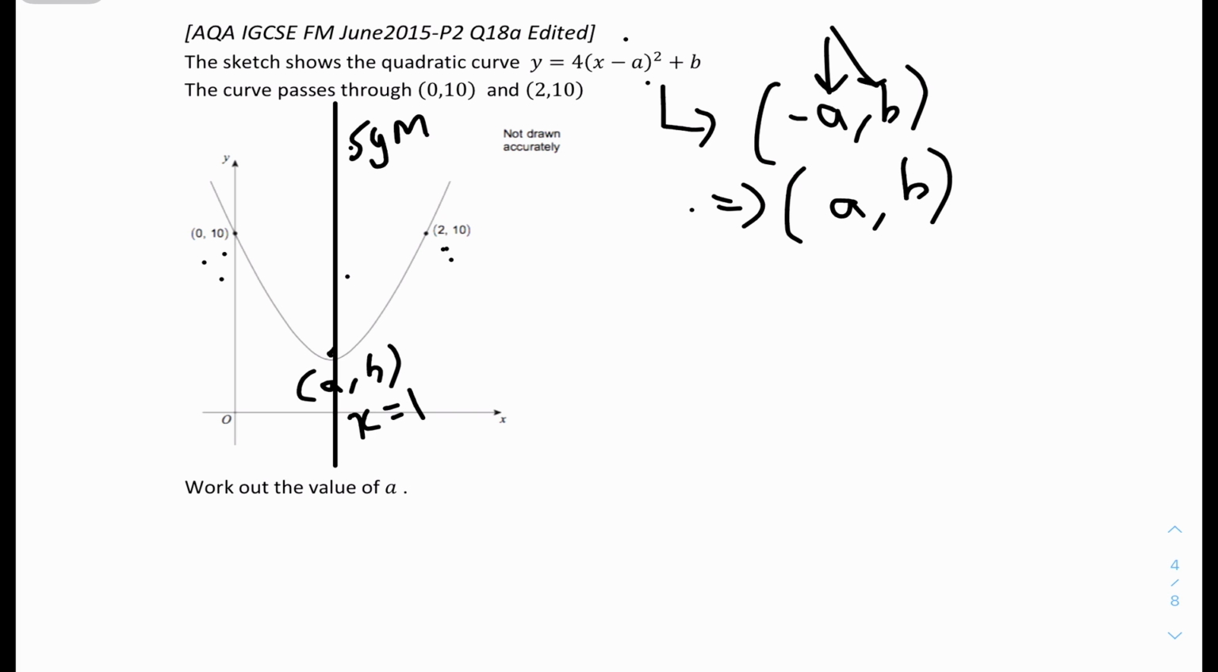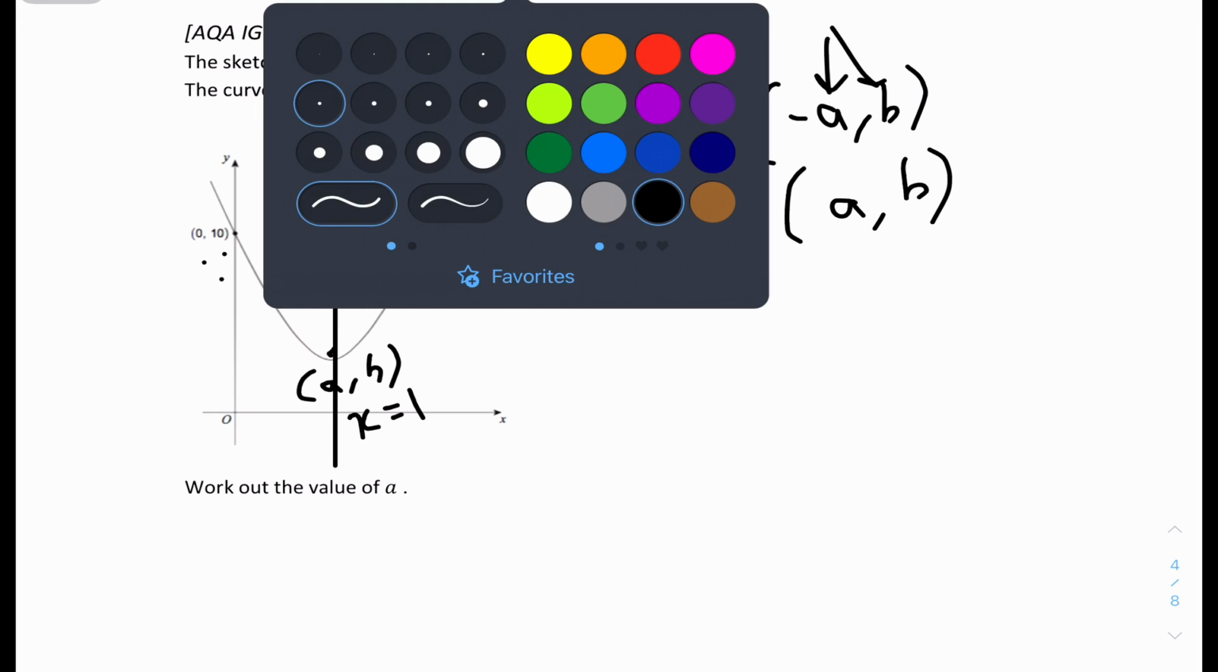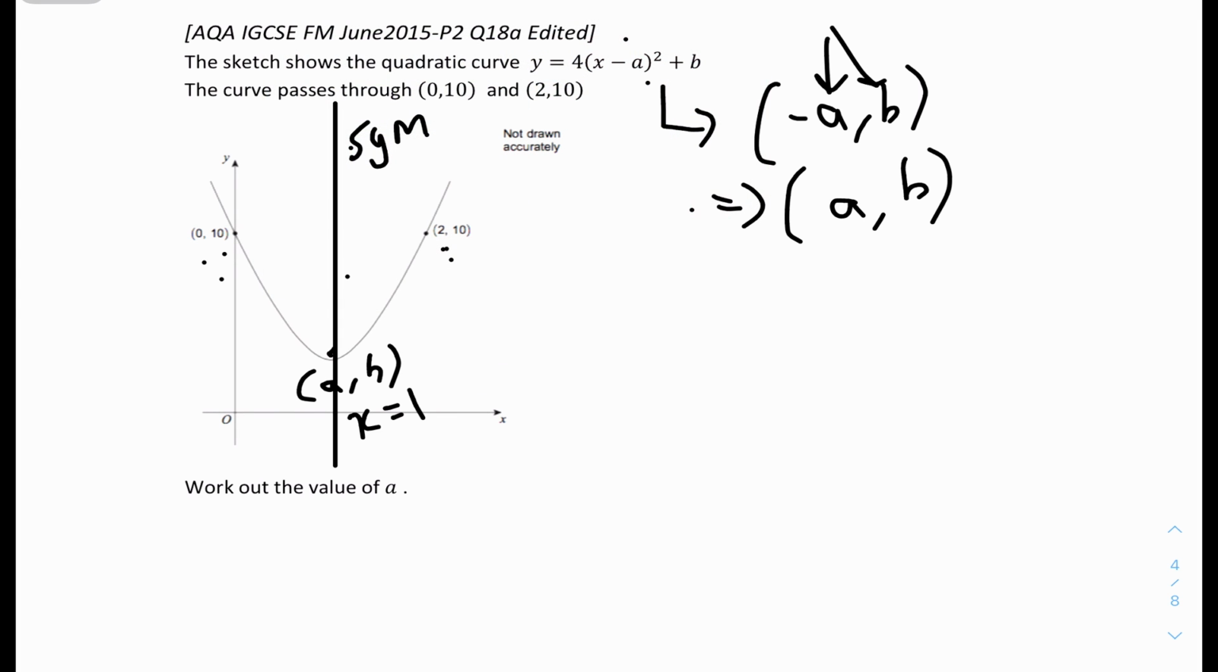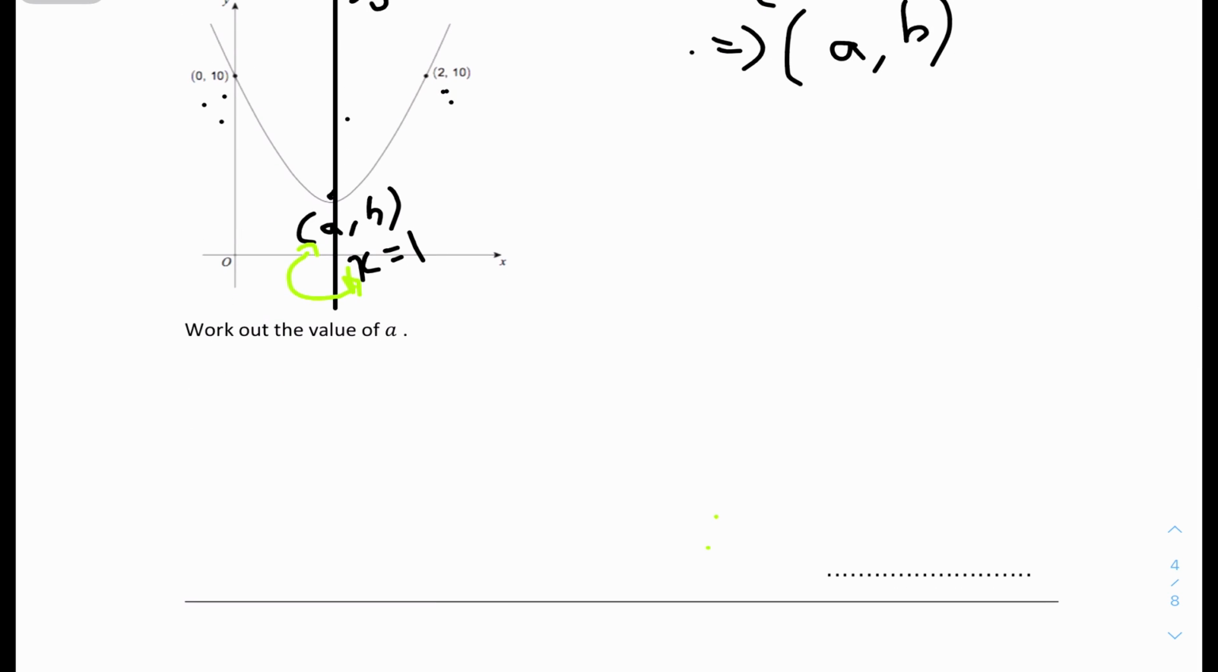And we know that a is the x value, which is 1. So therefore x is equal to 1, which means a is equal to 1 too. Therefore a is equal to 1.